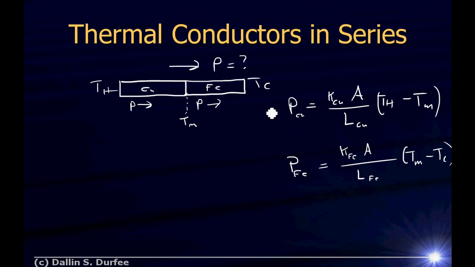Then I say, look, if I'm in steady state, the power flowing out of the copper is the same as the power flowing into the iron, so these two are the same power. So now, let's just call it power. Power is equal to this, power is equal to this. I have two equations, two unknowns. I don't know the power, I don't know T middle. So now it's just two equations, two unknowns, and you can solve and find what the power is and what the temperature is at the junction between the copper and the iron rod.